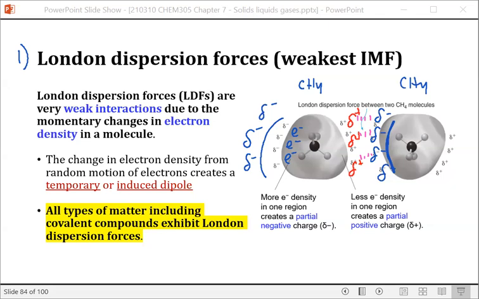And because all types of matter, including covalent or molecular compounds, even nonpolar ones, are going to have these momentary shifts in electrons, any type of matter can have a London dispersion force. So by default, every molecule is going to have LDF.